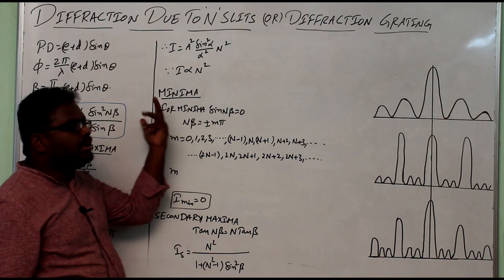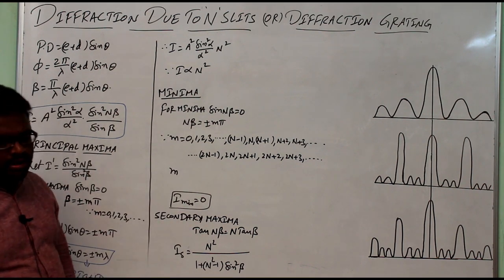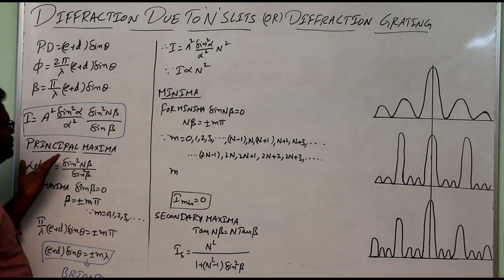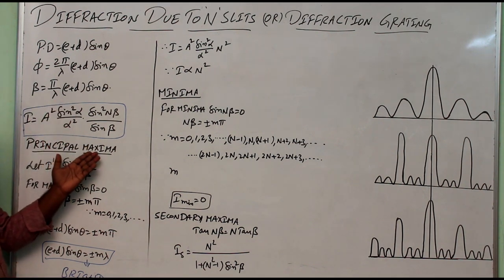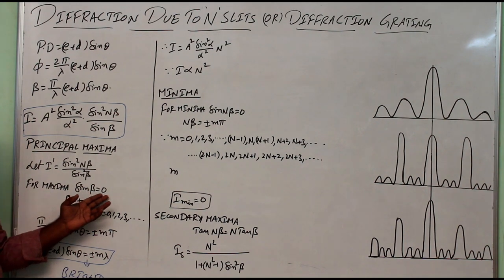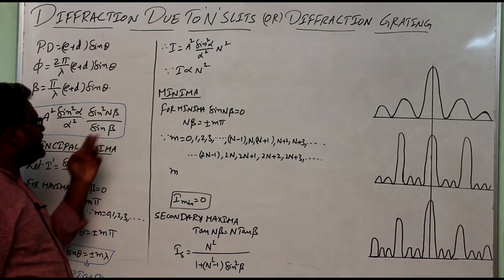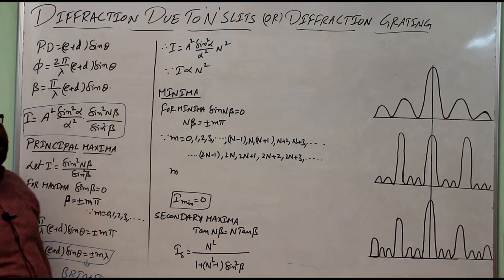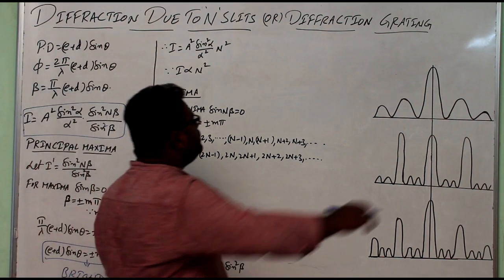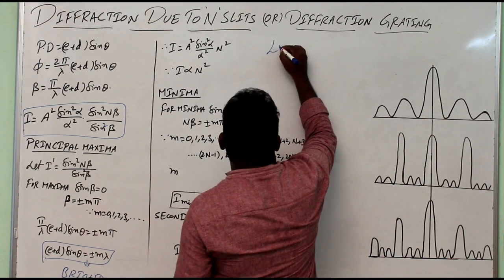Similarly, find out the intensity of that principal maxima. So the intensity is nothing but I equals to a square sine square alpha by alpha square. But for principal maxima, you are substituting sine beta as 0. If you substitute sine beta as 0 here, then you will get infinity I value. We can't find the value.